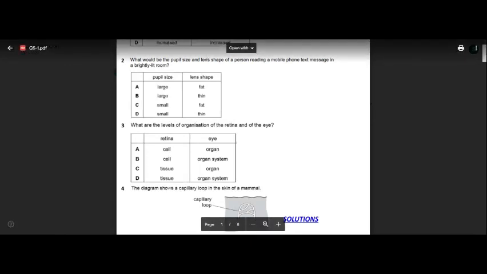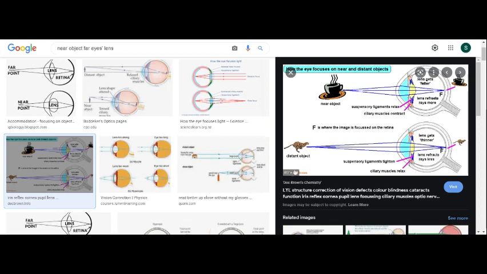Lens shape is defined by how far or how close the objects that we are looking at are from our eye. So the mobile phone is so close to our eye. So let's see what happens to the shape of the lens when we look near and when we look far. I found a very good photo here to explain the diagram. So this is a near object to your eye, and this is a far object, in the distance, that you're looking at. So let's see how the shape, the diameter of the lens changes and what happens inside your eyes.